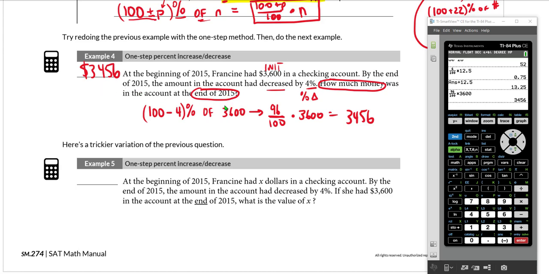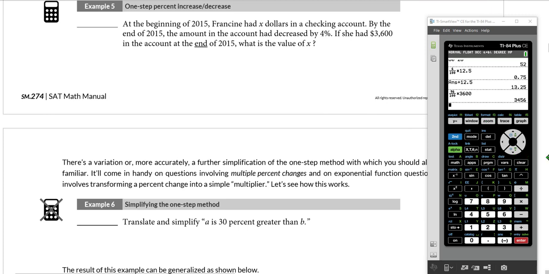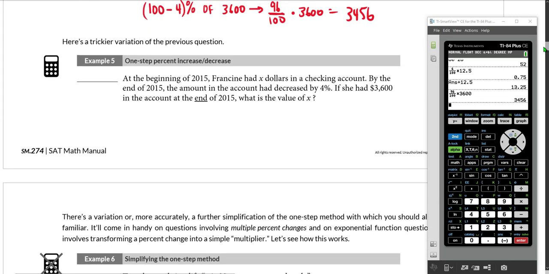By the way, they could also just ask for the decrease itself, in which case you would just do 4% of 3,600. But in this case, since they wanted the final amount, the one-step method is probably the easiest way to go here. Trickier version here in example 5 at the bottom of the page. Again, if you're feeling fairly confident about all this, you can try example 5 on your own. If not, watch me work through it.